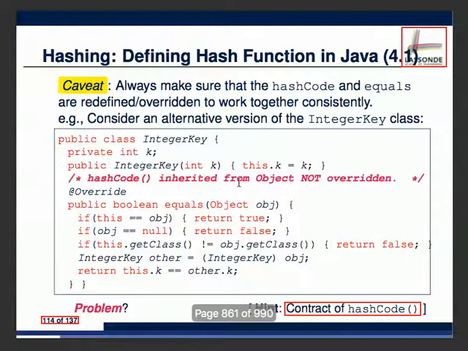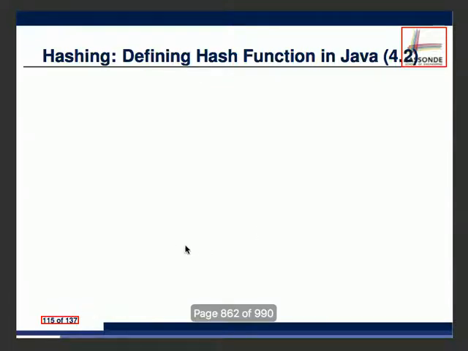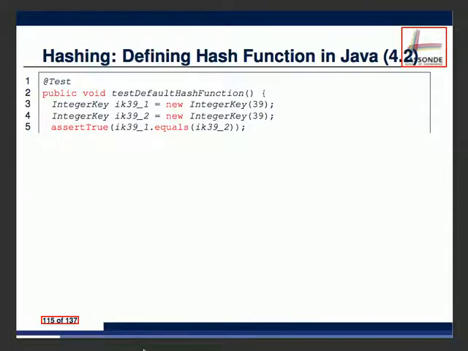What the problem is, you really have to see the contract for the hashCode that we keep mentioning. If the keys are the same, they must generate the same hashCode. Okay? So now let's see an example. Let's see some simple test over here. Now I'll show you something slightly more complicated. Let's say we are trying to create two objects of the IntegerKey, 39 and 39.